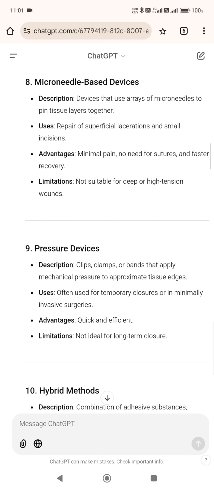8. Microneedle-based devices. Description: devices that use arrays of microneedles to pin tissue layers together. Uses: repair of superficial lacerations and small incisions. Advantages: minimal pain, no need for sutures, and faster recovery. Limitations: not suitable for deep or high-tension wounds.